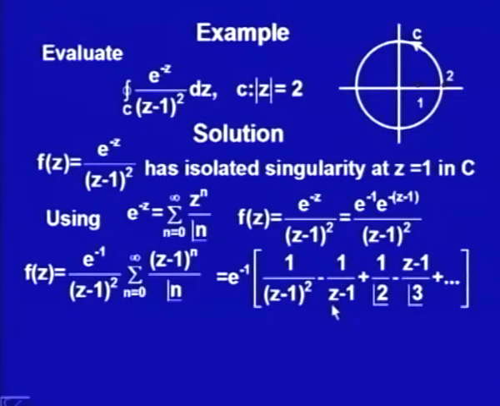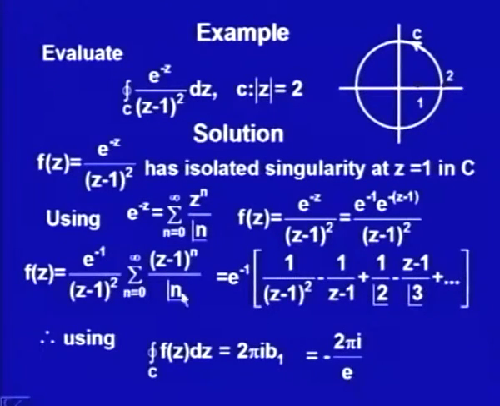Now, what is the b 1, that residue? Residue is the coefficient of 1 upon (z minus z naught). The coefficient of 1 upon (z minus 1) is minus 1, and of course, this e to the power minus 1. So, minus e to the power minus 1. So, this residue b 1 is minus e to the power minus 1. If I use this formula, which says the integral along this contour C of f(z) dz is 2 pi i b 1, so 2 pi i into minus e to the power minus 1, or minus 2 pi i upon e.